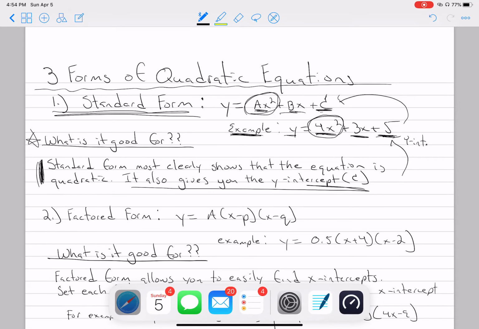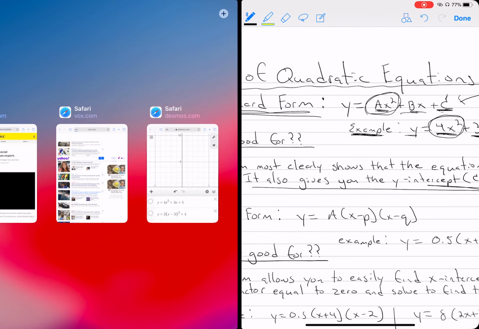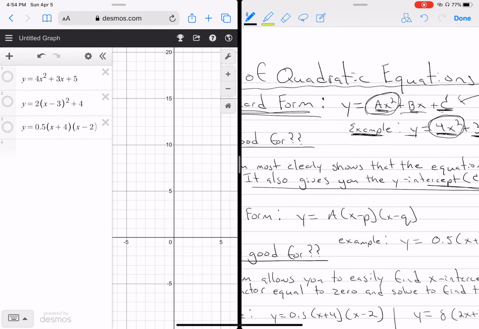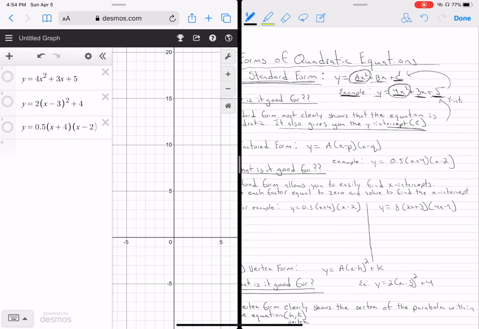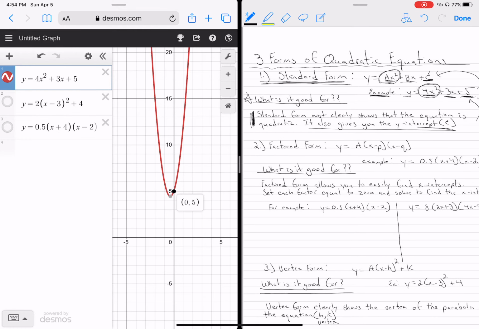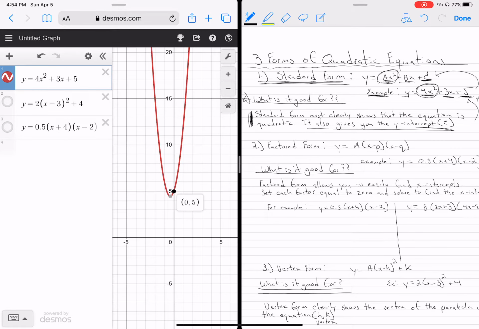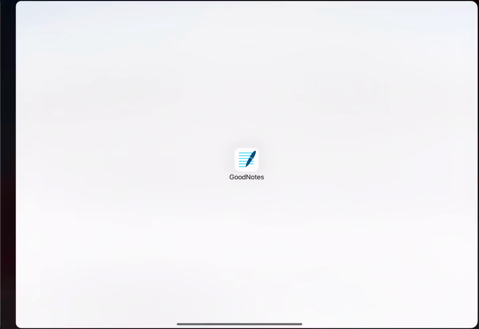So let's take a look at what that actually means. So if you look back at it, right, we see the 4x squared plus 3x plus 5. Here's what the graph of it looks like. You don't have to copy down this graph. I'm just showing you it, okay? I see it's x squared, but look at this. It tells me my y-intercept is 5. There's my y-intercept at (0, 5). So that's the piece of information that standard form is the best at getting to me, all right? So let's move on.